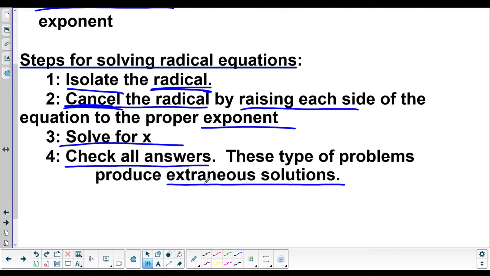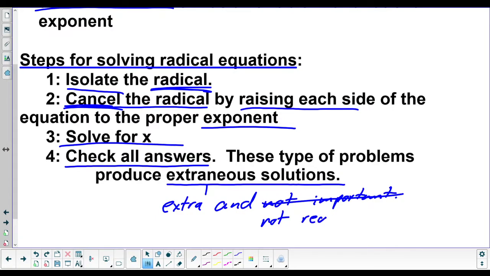The word extraneous means extra and not necessary. Actually, extra and not important, maybe. You might want to Google that before you use it in your essays for English, but in this case it means they're extra and not real. Not true. I don't want to misuse math vocabulary. I don't think in general the word extraneous means not true, but in the math world it does. So we're going to have to check for these extraneous solutions. There are equations that we're going to get that are just straight up not going to work, so we have to check for them.